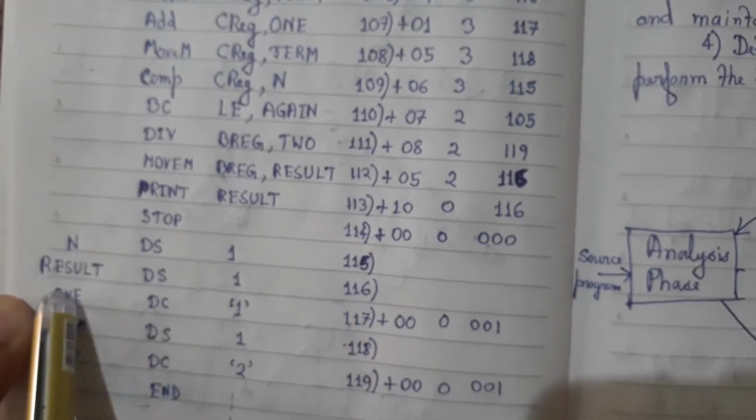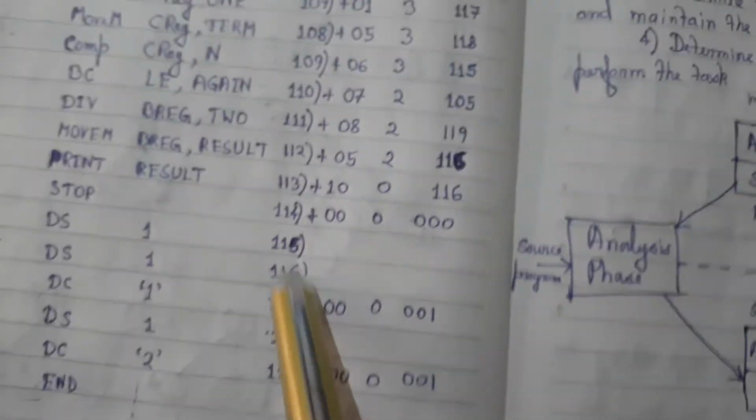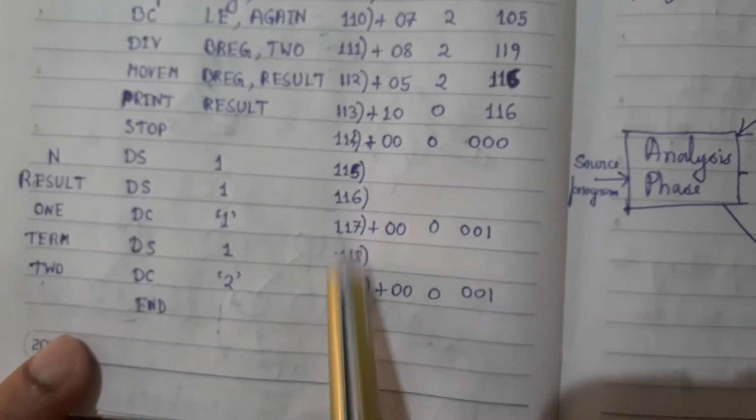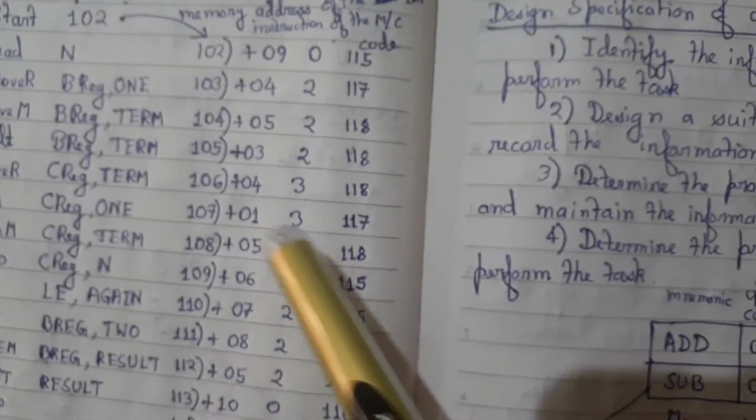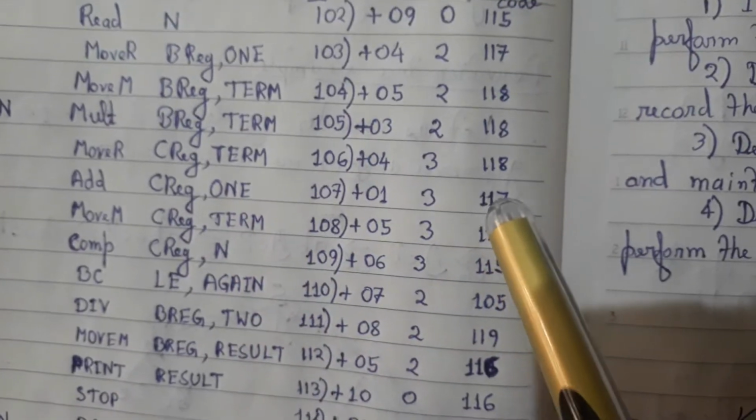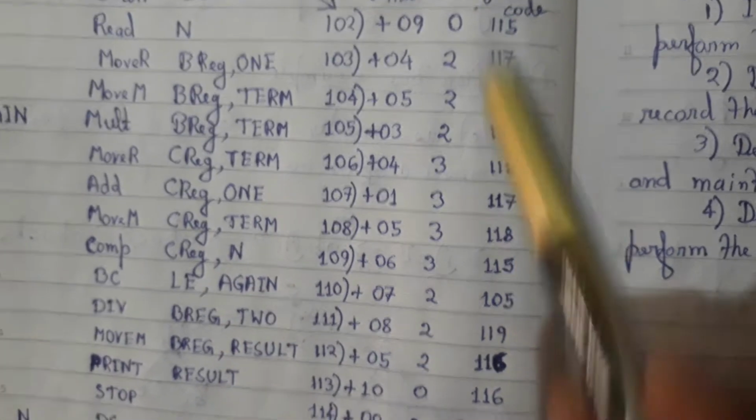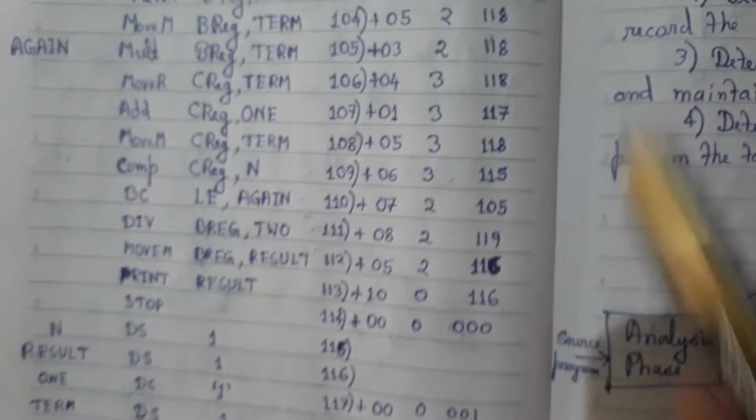Similarly, the other addresses are also calculated. Here this is a calculator, and these values are put where required. You can see that the address of 1 has been put as 117, and the address of term has been put as 118. In this way the machine code is written.